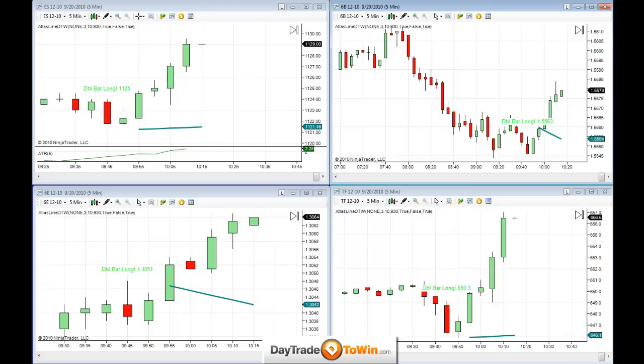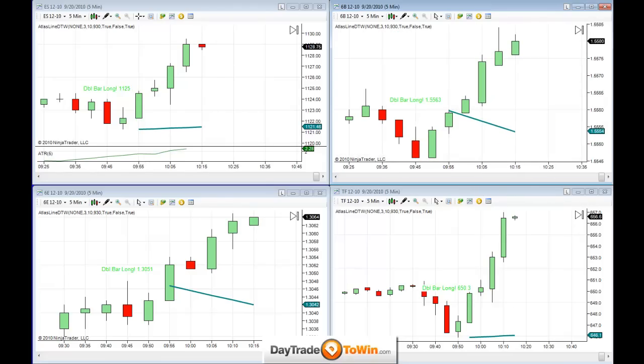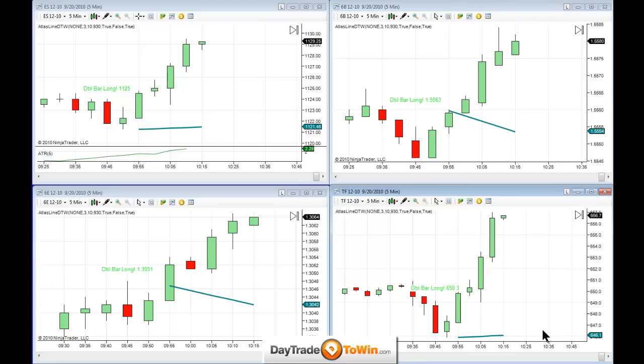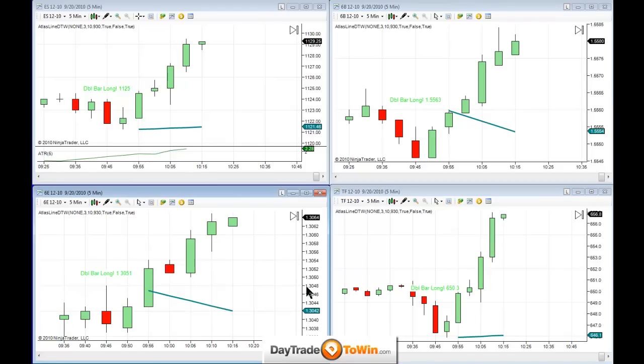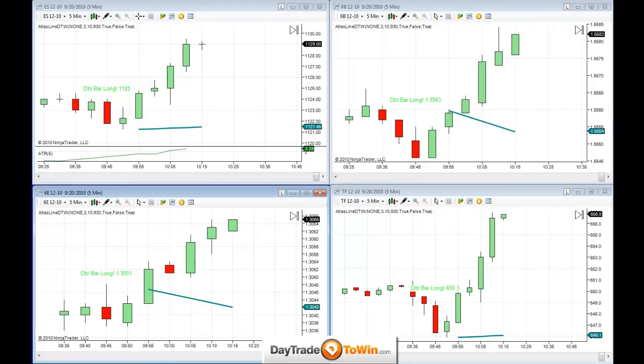So we see here a long for 11.25 on the E-Mini, good trade. We see here a long in the British Pound crossing the Atlas line. Right here, another good trade. The Russell and the Euro. So far, the 4 charts that I chose here have all produced some profit, okay?